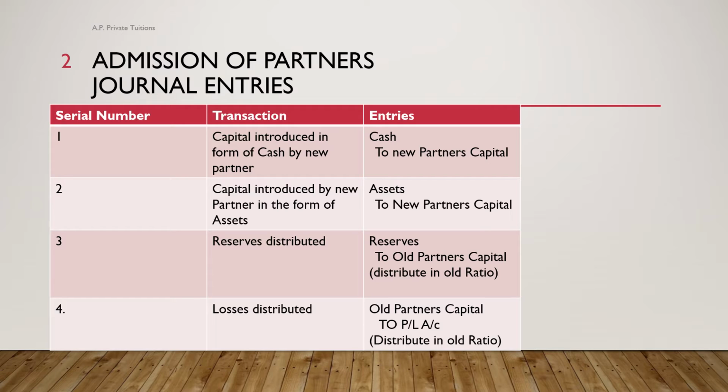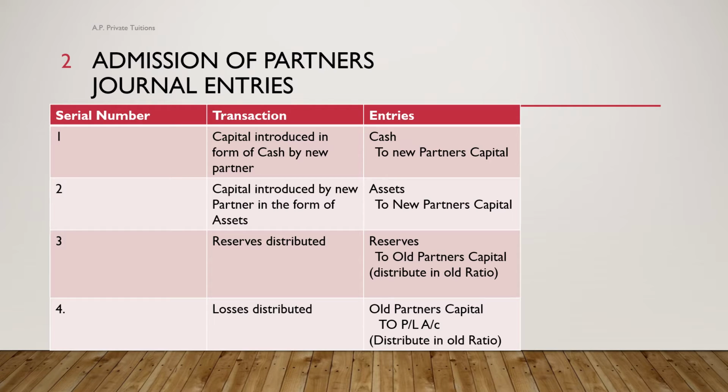Now, what do I mean by this? When a debit has to be closed, I will credit it. When a credit has to be closed, I will debit it. So when I'm distributing my reserves, I'm going to close my reserves account. Reserves have credit balance. How to close it? Debit that. That belongs to the old partners. I will say reserves account debit to old partners.